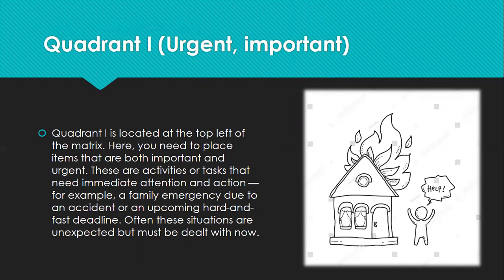This kind of task can be included in this quadrant. These activities are tasks that need immediate attention and action. For example, a family emergency due to an accident or an upcoming hard and fast deadline. Often these situations are unexpected but must be dealt with right now, because everything depends on them.